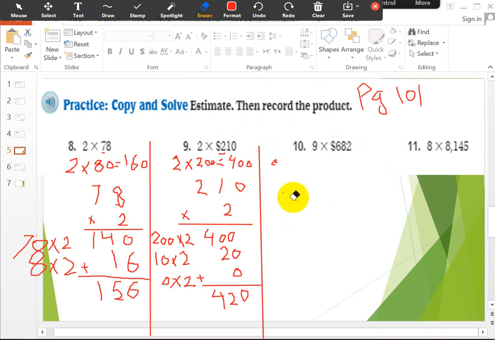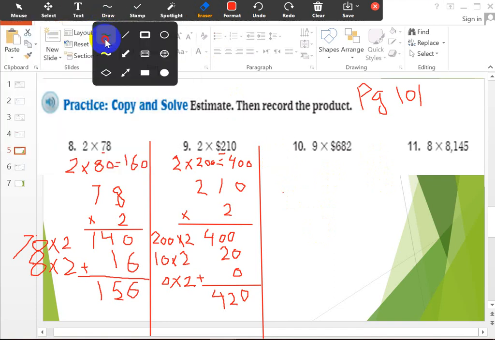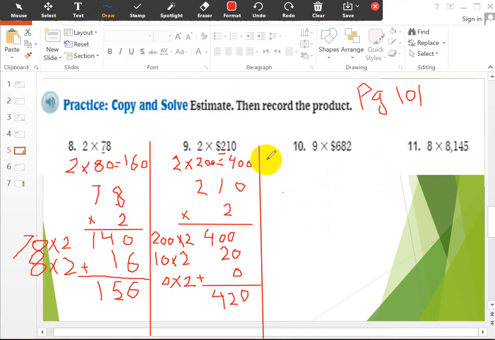Now, I want to multiply 9 with 682. First thing, I will round 682 to the nearest hundred. Okay? So, before the tens, what I have, this is the hundreds digit, 6. And after it, I have 8. 8 is larger than 5, greater than 5.